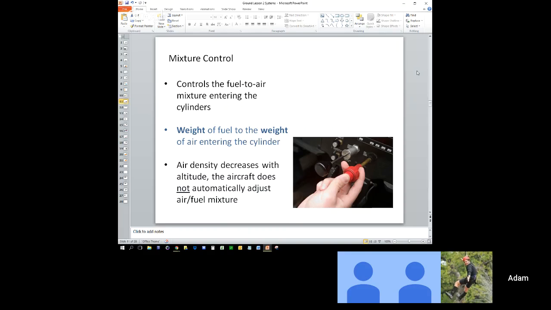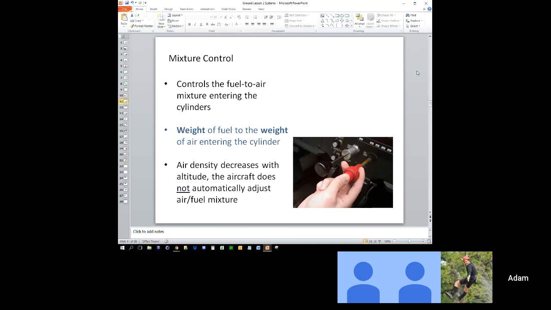Somebody tell me why the pilot might want to control the mixture. Because when the air is less dense, you have too much fuel. That's right. Emily says if your air is less dense. And why would your air be less dense? What would cause your air to be less dense? Higher altitude. Yeah. So as you climb, and as you go from airport elevation to 10,000 feet cruise, air gets less dense.